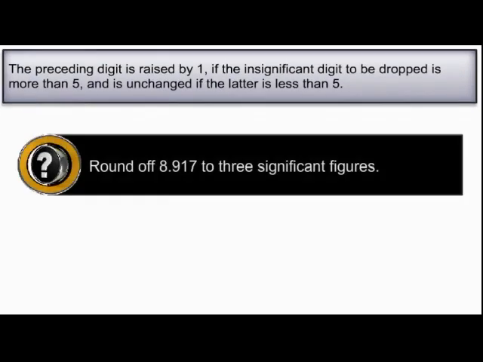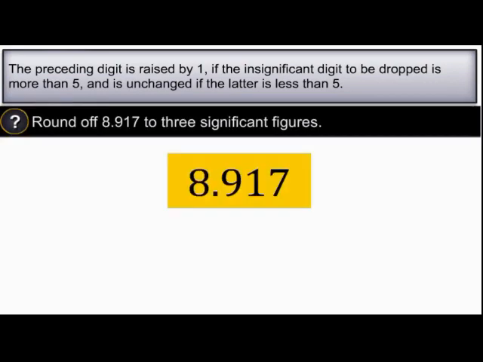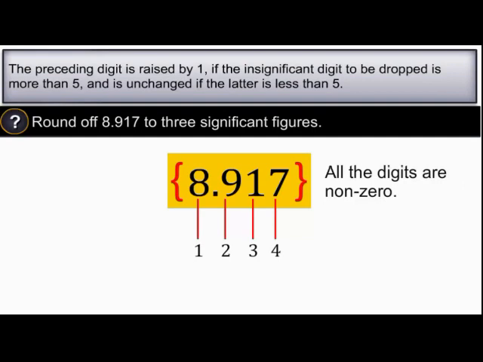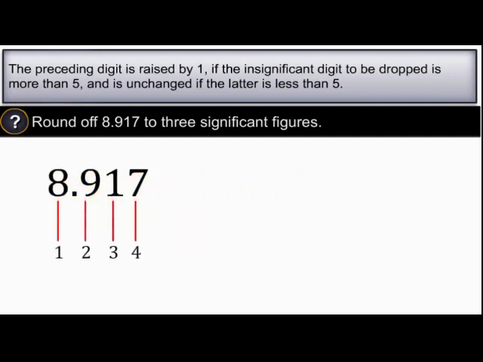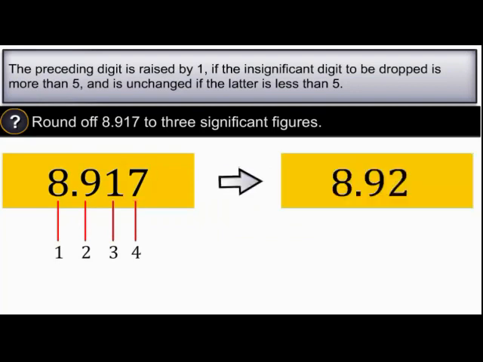Here is an example. We will round off 8.917 to 3 significant figures. This number has non-zero digits and there are 4 significant figures. In the decimal place, we will round off 7, resulting in the number 8.92.